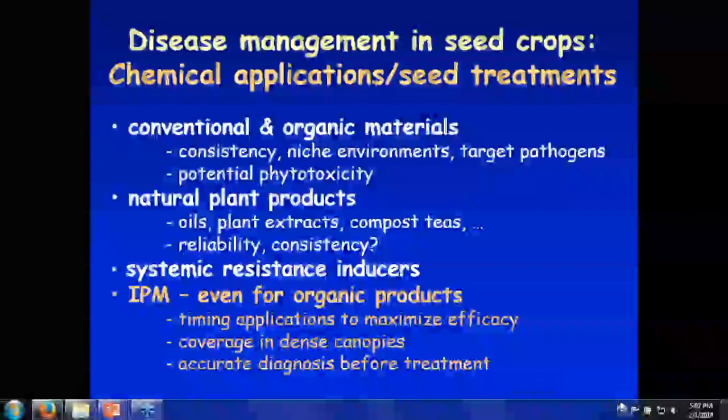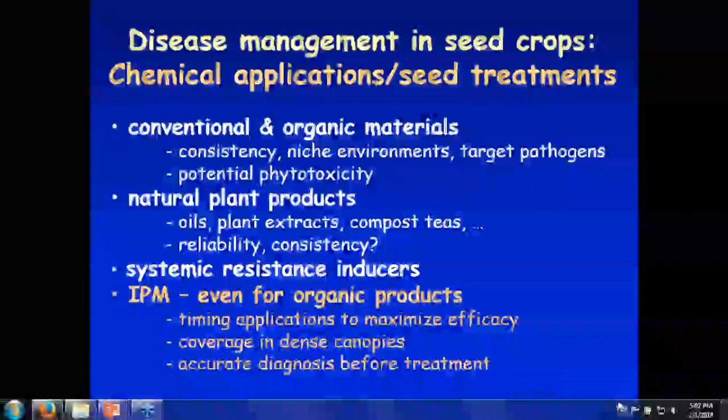This is an illustration of trying to control white mold in the cabbage seed crop, and we had a couple of certified organic treatments we were looking at. One of them didn't do a very good job in controlling white mold, but Serenade did help reduce the white mold by about 50%. This was a certified organic treatment. Again, making sure you got really good coverage, timing of the application, all of this was important.